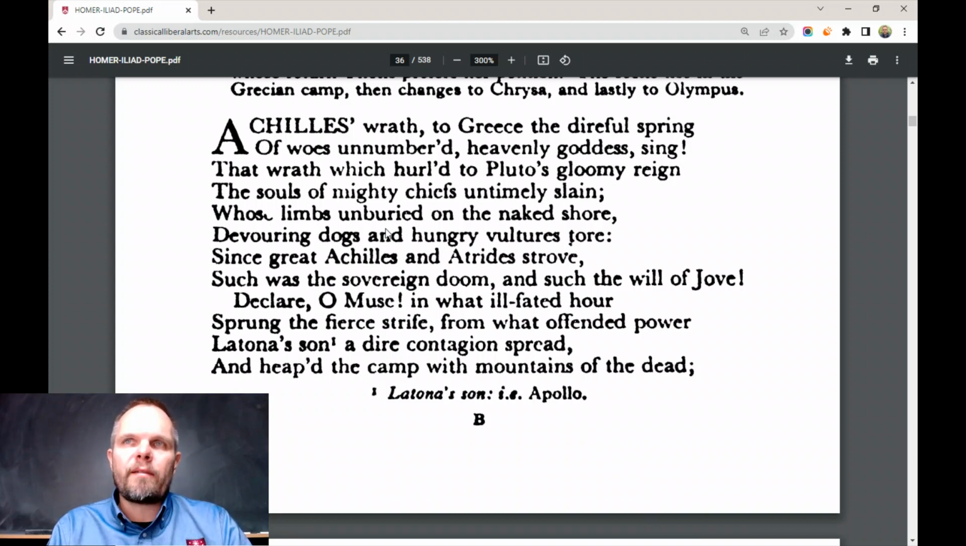Achilles' wrath to Greece, the direful spring of woes unnumbered, heavenly goddess, sing. And I want you to notice at the end of that second line, we find that this introduction is actually a prayer or an invocation. Homer is calling upon some unidentified goddess at this point. He's calling on this goddess to sing and reveal to us these events.